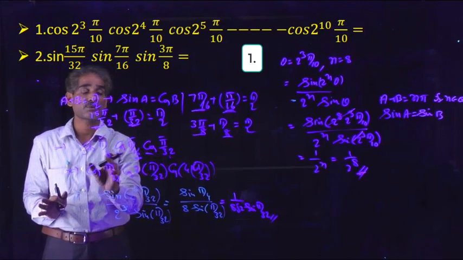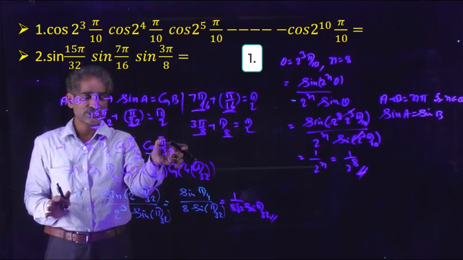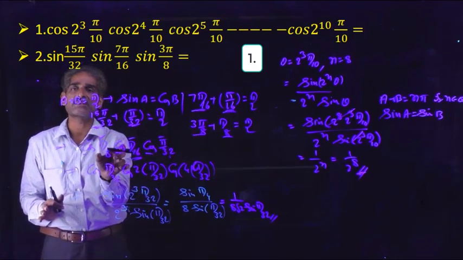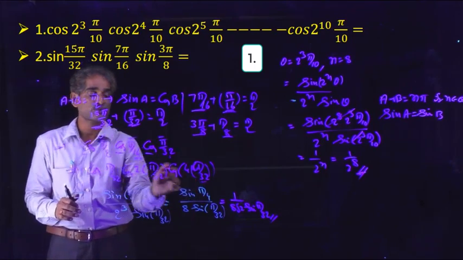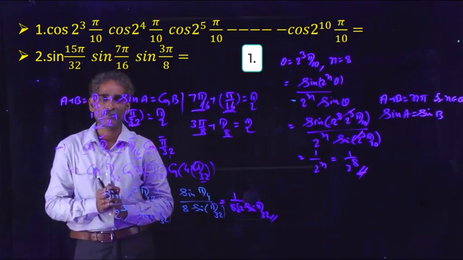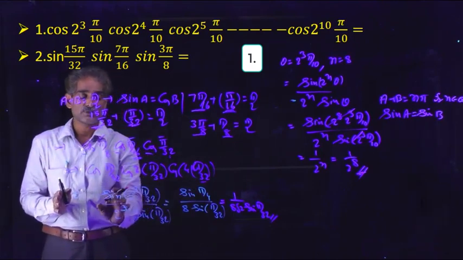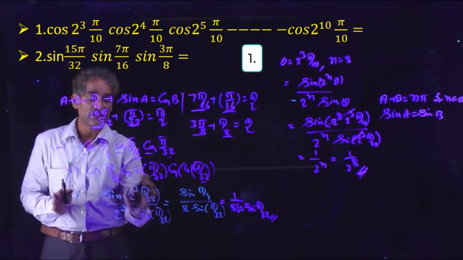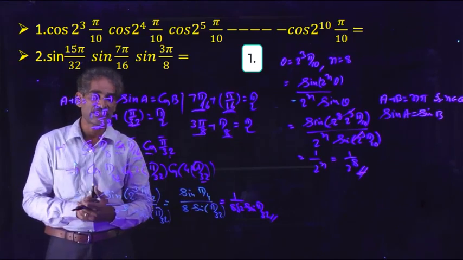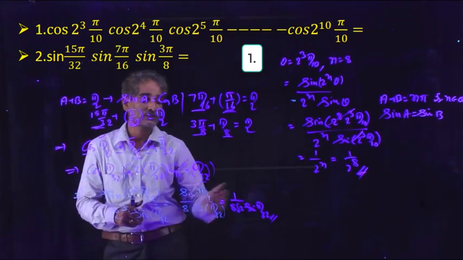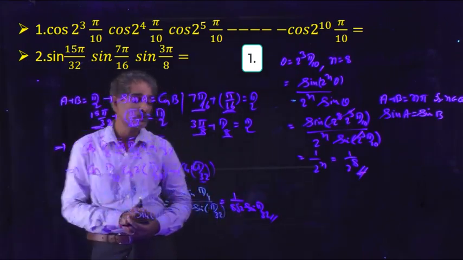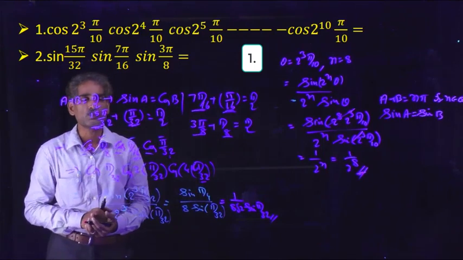These are the terms. This is theta, this is 2 theta, this is 4 theta. So now these are in the form of cos theta, cos 2 theta, cos 4 theta. Angles are in GP. Here theta is this one. Sine of 2 power n theta by 2 power n sine theta. We know that the value of sin pi by 4 is 1 by root 2, so the answer is 1 by 8 root 2 into sine of pi by 32.